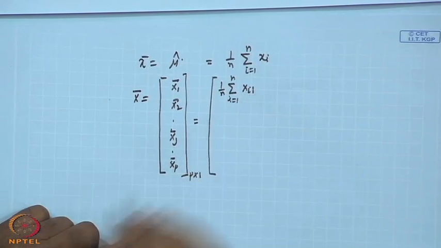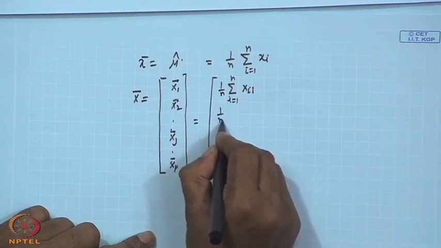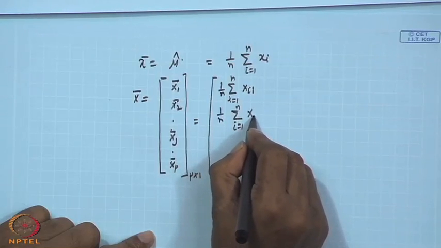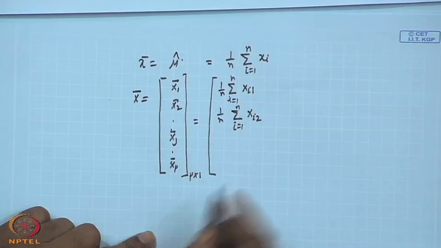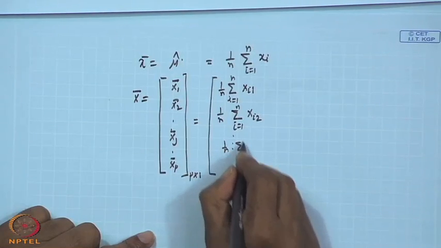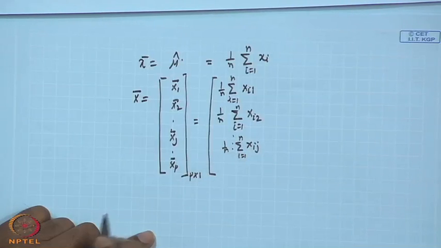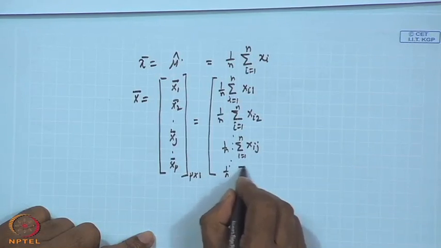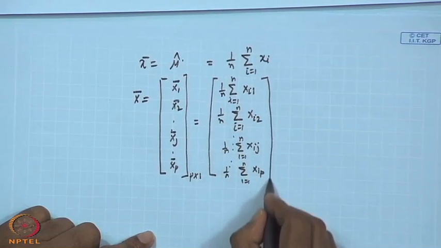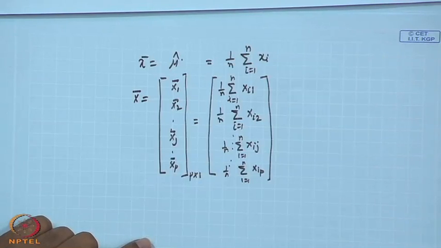Here 1 stands for the variable and i stands for the observation. Similarly, the second one you can write as sum total of i equal to 1 to n x i 2. In the same manner, for the jth case you can write i equal to 1 to n x i j, and the last one you can write i equal to 1 to n x i p. This is my mean average vector for the sample collected on p variables.